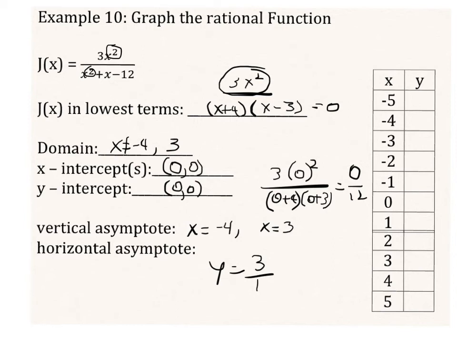Alright, so then we enter this thing into our calculator. And again, we want to make sure we have parentheses. 3x squared divided by x squared plus x minus 12. And then you can hit graph and see the picture.